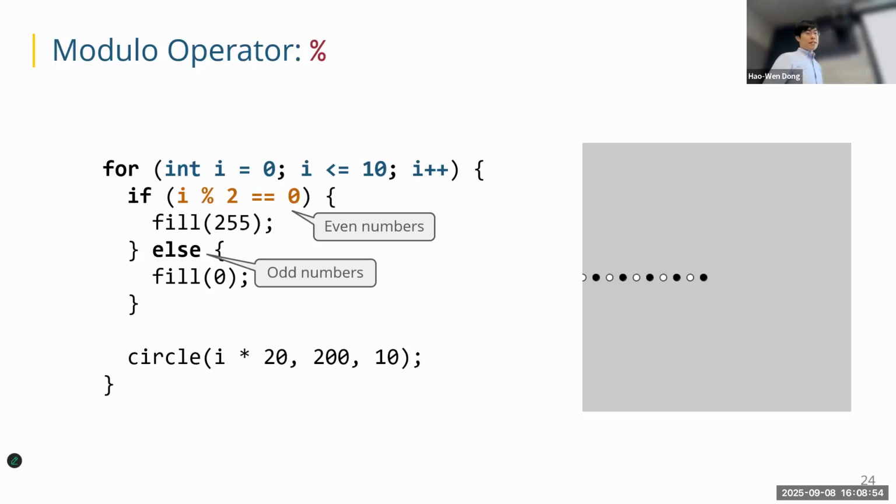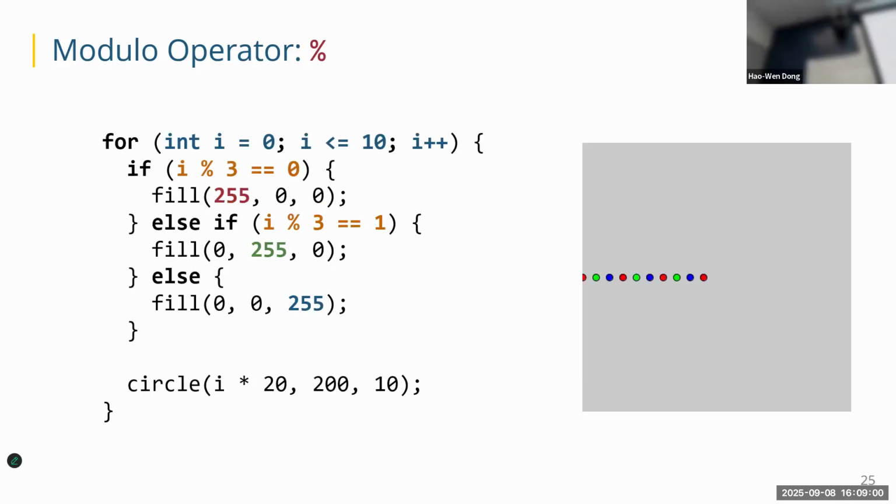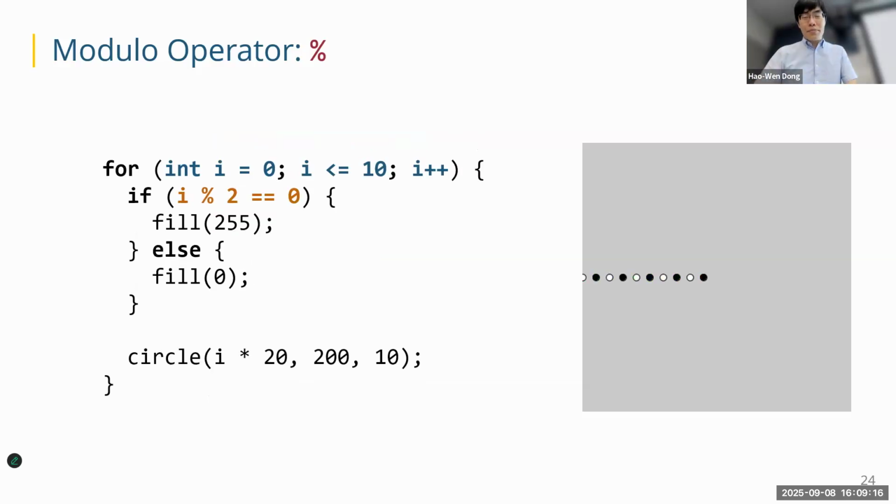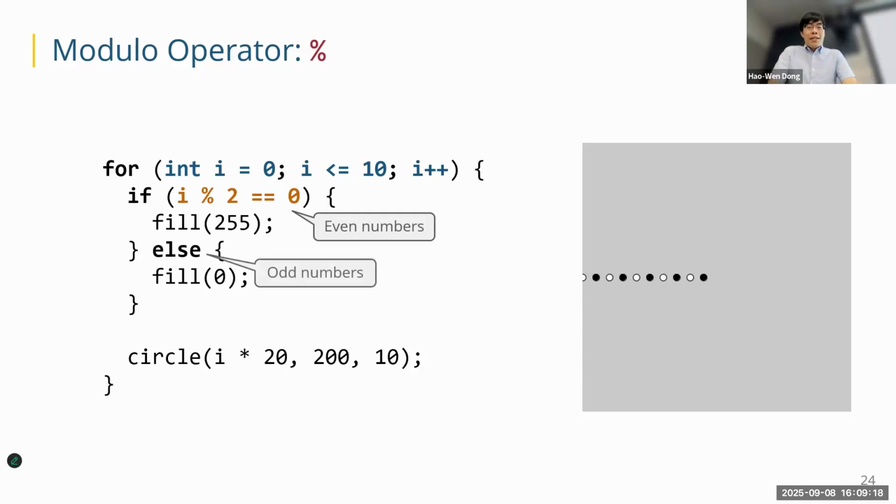So you can do something like this, and you can even do something like this. For RGB, now you just divide it by 3. So if the remainder is 0, if the remainder is 1, if the remainder is 2, so you can do RGB. So that's what I say. The percent sign is sort of relevant to for loop, in most cases.